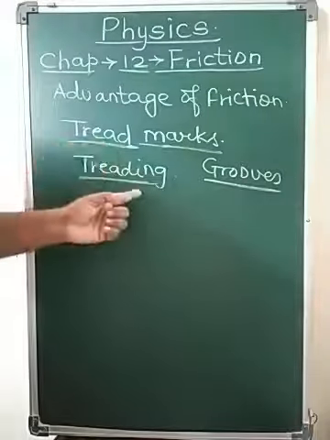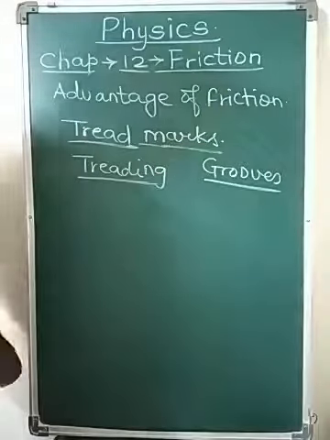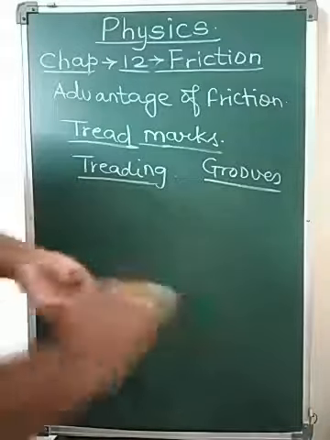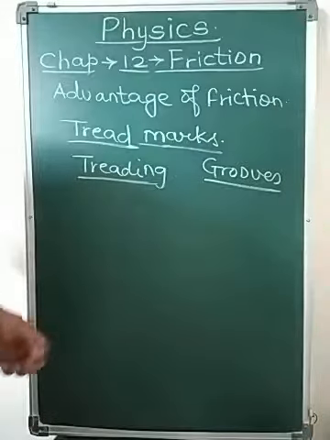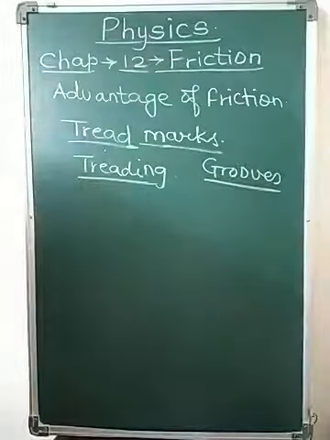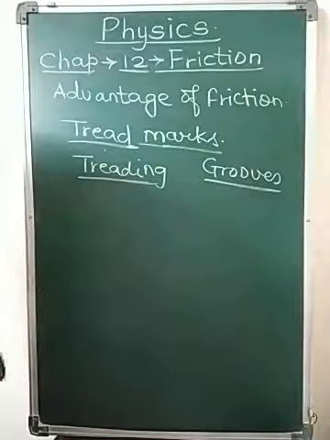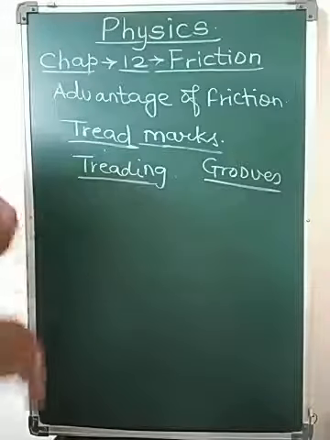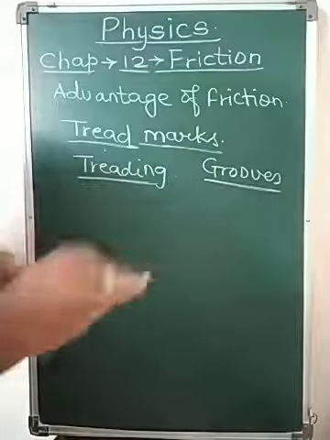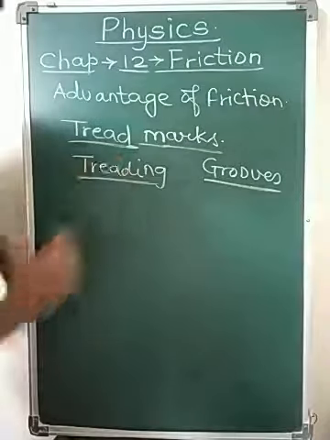If these tread marks, these grooves are not there, and you apply the brake, it is possible that our bike or our vehicle may skid. Therefore, this treading or tread marks or grooves are present on our tires. Usually when you are moving on a slippery road, like a muddy road when it has rained, our cycle also slips after applying the brake, and vehicles also slip after applying the brake. Okay, so this is why the tread marks are there.